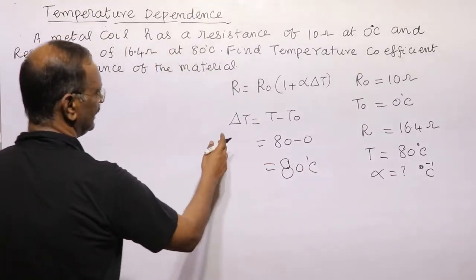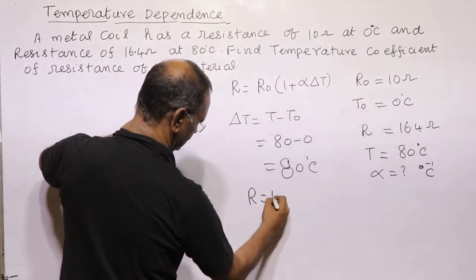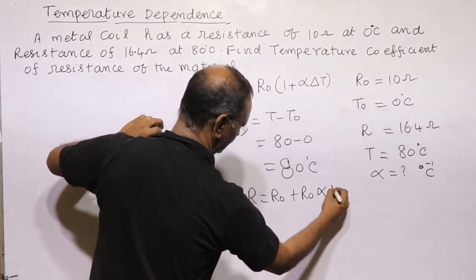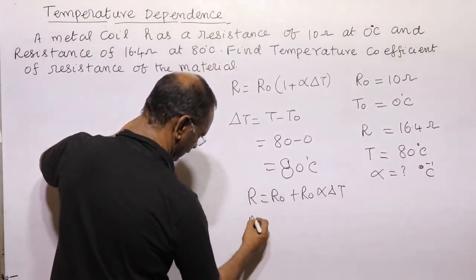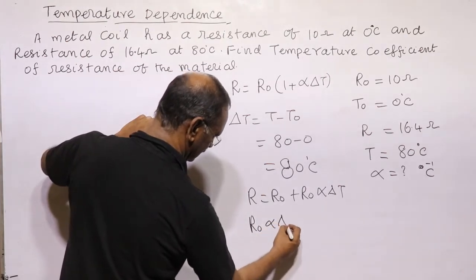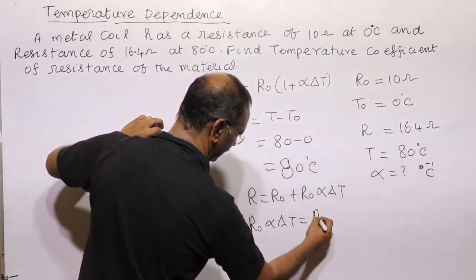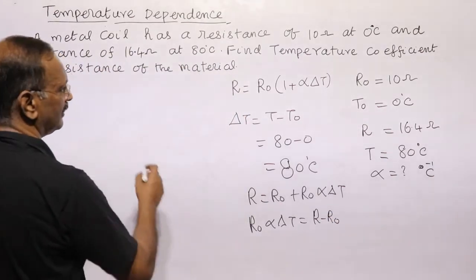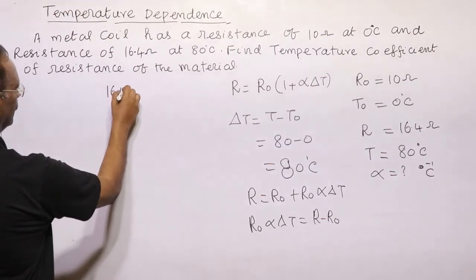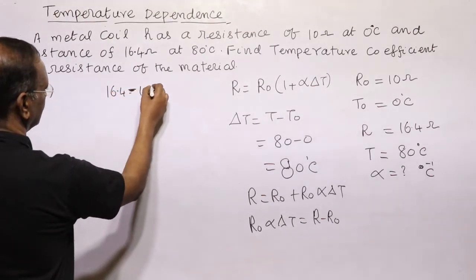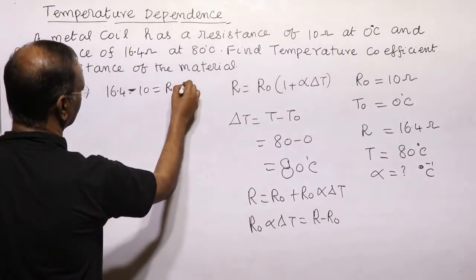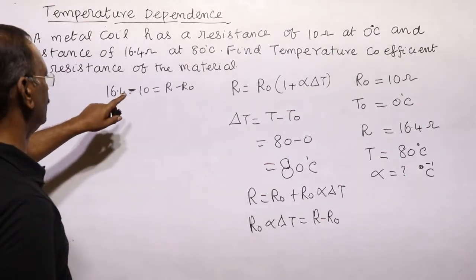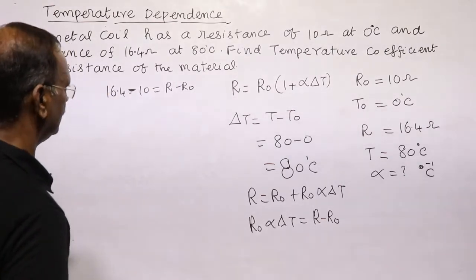Now this equation we can write as R is equal to R naught plus R naught into alpha into delta T. So R naught alpha delta T is equal to R minus R naught. What is R minus R naught? It is 16.4 minus 10. This is R minus R naught.